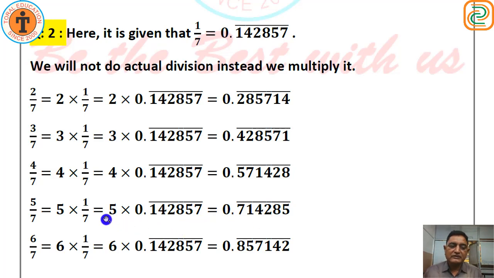We are dividing by the same number 7, but multiplying by 5. So we will get this. 6 upon 7 is 6 into 1 upon 7, equal to 6 into 0.142857. Right? 0.857142.